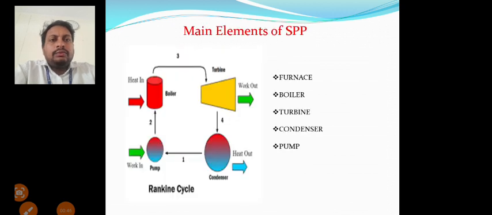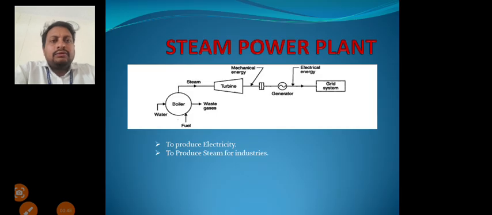So first, what do you mean by steam power plant? Here the main elements of the steam power plant are boiler, turbine, generator. For producing the electricity, we are using the steam power plant. The first one is the boiler.